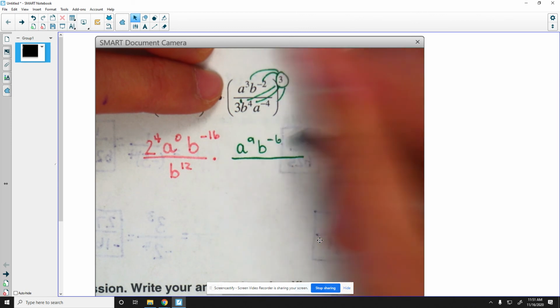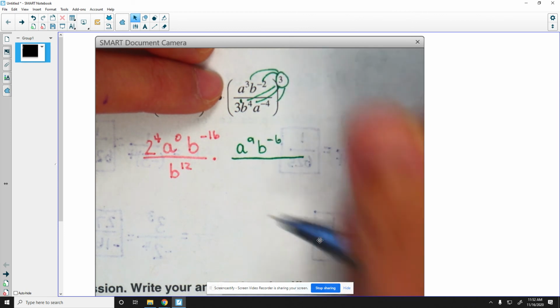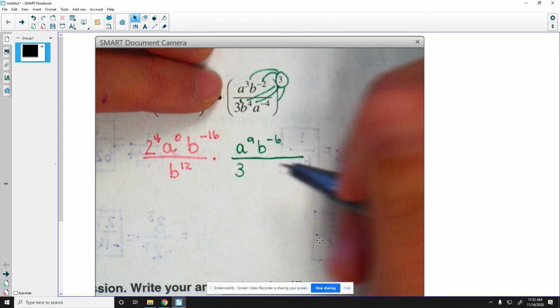Negative 6. Thank you. So you're just multiplying your exponents, right? Okay. On the bottom, 3 to the what?